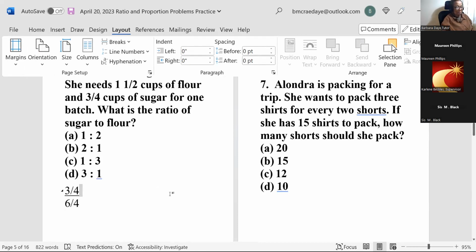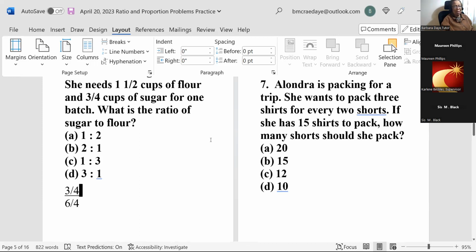I said the 3 is the flour, right? Because I get 3 halves in there, and then I get 1 quarter. Where do you get 3 halves from? Because you say 1. Okay, that's 3 halves. You're right, 1 is 2 halves, and then the half makes 3. That's why I say 3.